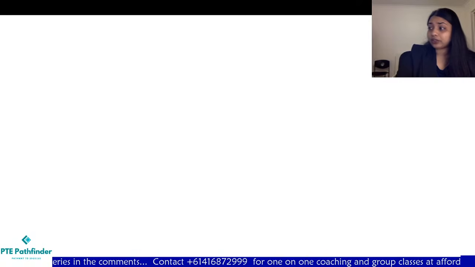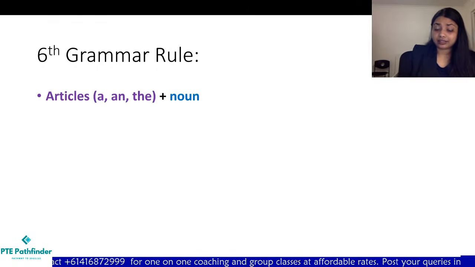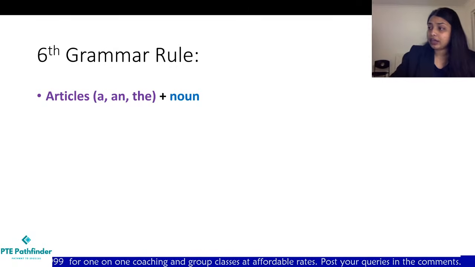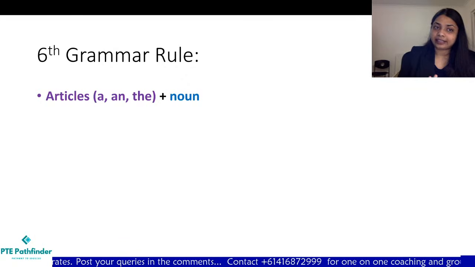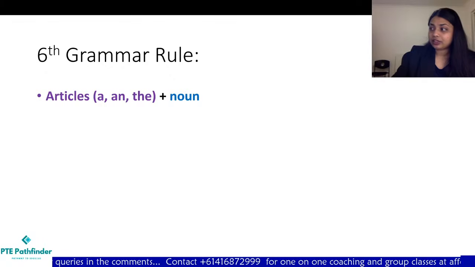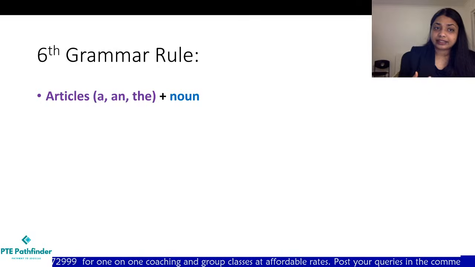Now we're going to have a look at one more grammar rule that is about the articles. Now in English we have two different types of articles. So one is basically the indefinite article and the other one is definite article. So when we are talking about the definite articles, we are trying to look at the words like the, and if it is indefinite article, it is a or an.